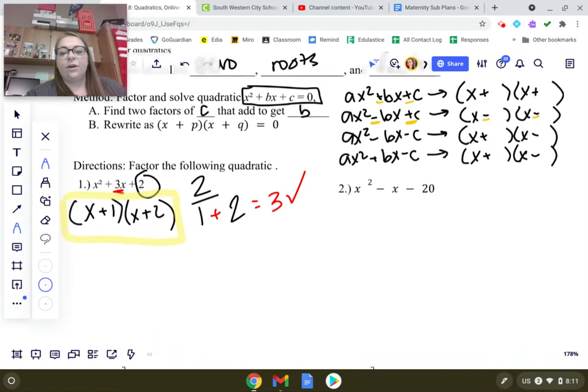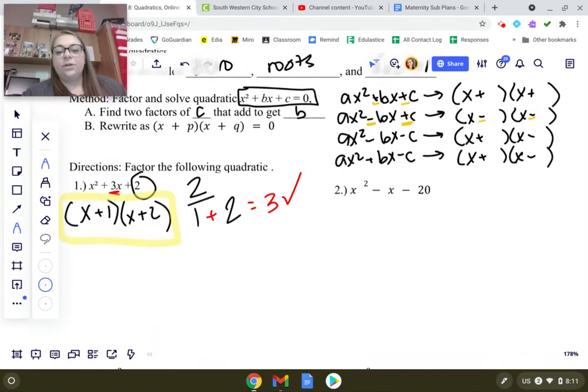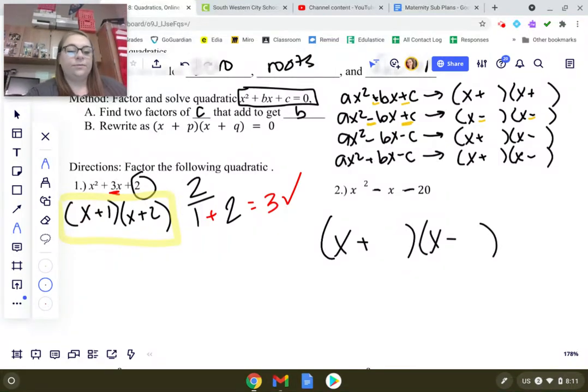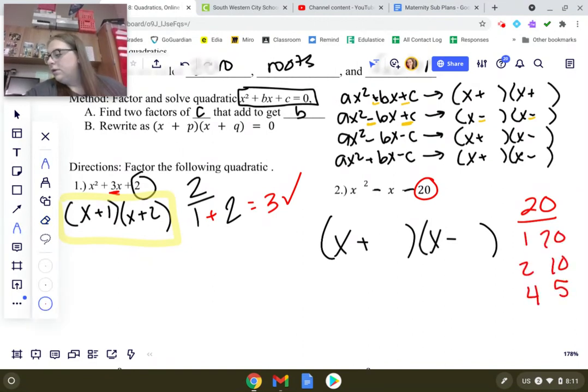All right, let's do that again for number 2. Notice I've got a negative here and a negative here. That means one of my factors is going to be positive and one is going to be negative. So let's find factors of 20. Numbers that multiply to 20: 1 and 20, 2 and 10, and 4 and 5. My goal is to get them to add to the middle number. There's not a number written, but the number that's technically there is negative 1.